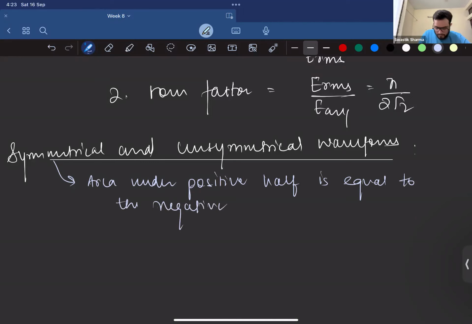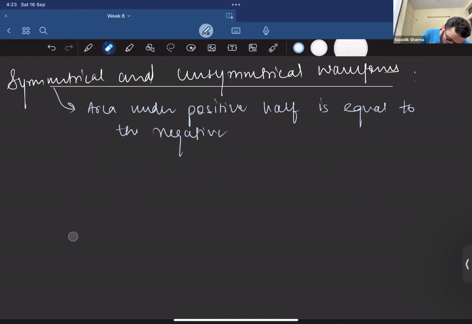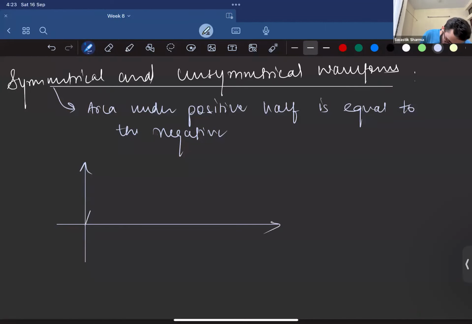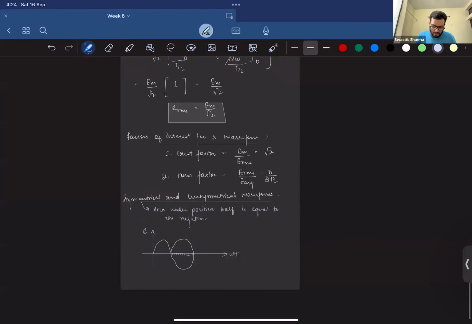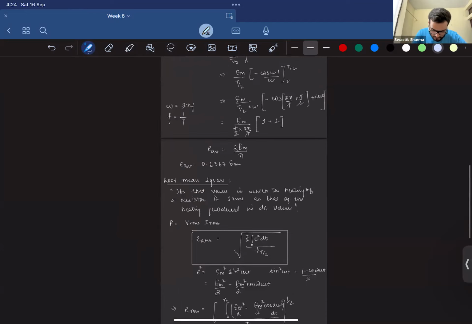Or you can say that at half the time period, if we place a mirror, we'll get the same waveform, right? So let's say if we have a sinusoidal waveform, if we place a mirror here, it would reflect the same waveform like this. So this is a symmetrical waveform. That's what we mean by symmetrical waveforms. And unsymmetrical waveforms are definitely the ones that are not symmetrical, right? So any questions until this point? So we'll move ahead.